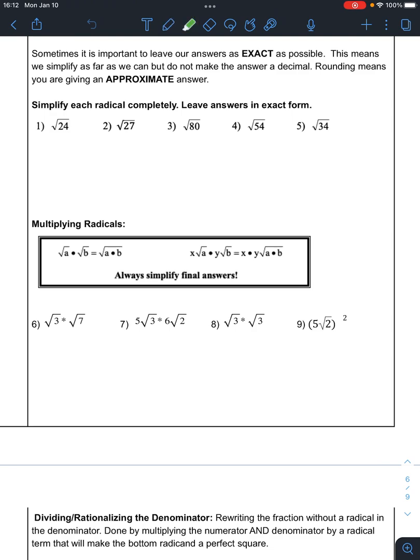One, multiplying radicals. Whenever you multiply radicals, anything that's underneath the square root is going to be multiplied together, and anything that is outside the square root is going to be multiplied together.